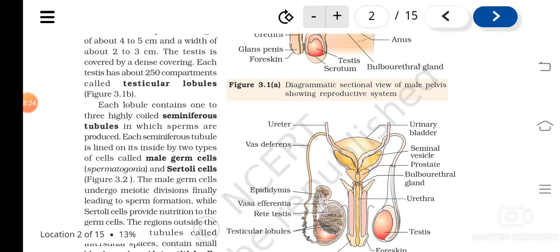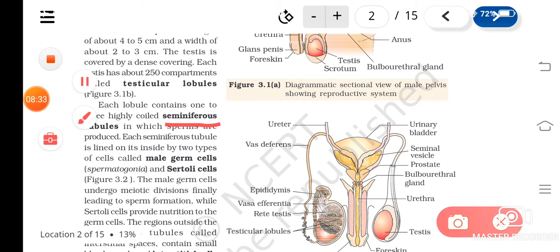In each lobule there are highly coiled structures known as seminiferous tubules. What are they? Seminiferous tubules. And in them, sperms are produced, understood. In the cross section of the testis you get a number of testicular lobules, and inside each lobule there are coiled structures called seminiferous tubules, and in these only sperms are produced.